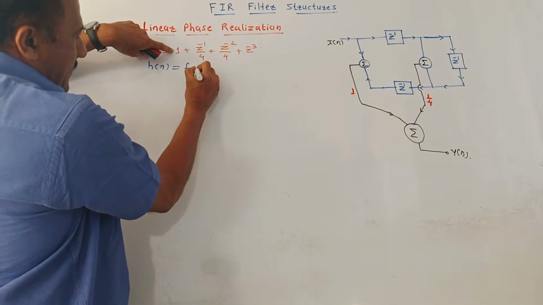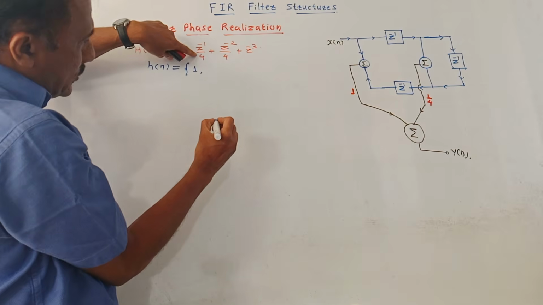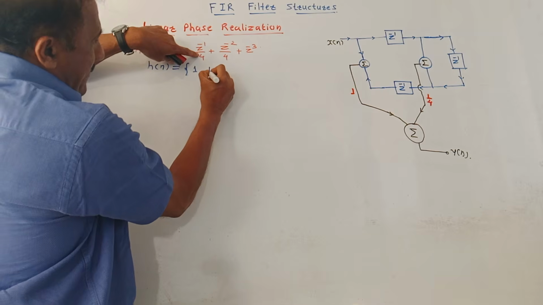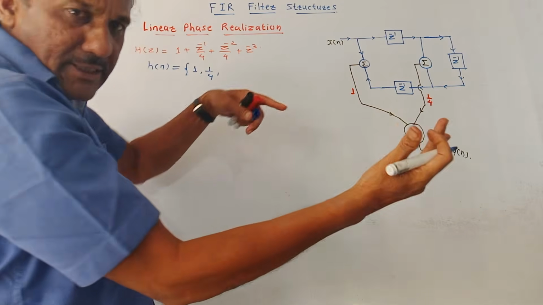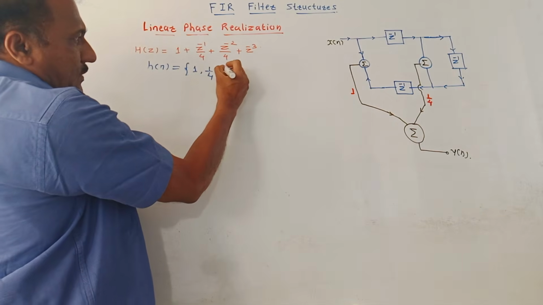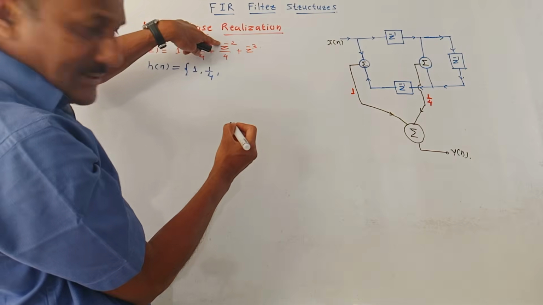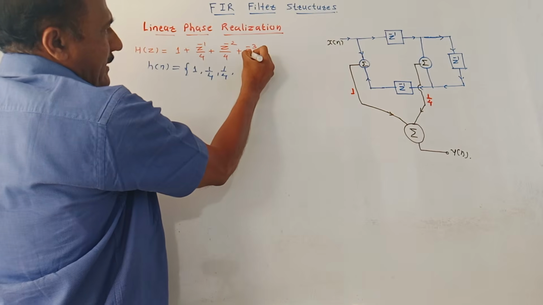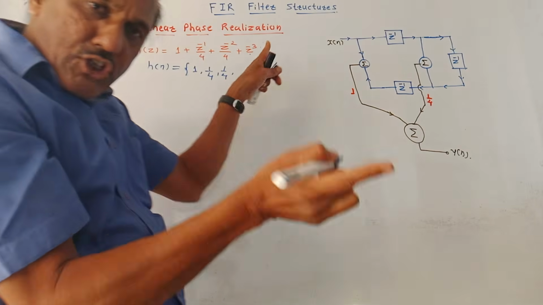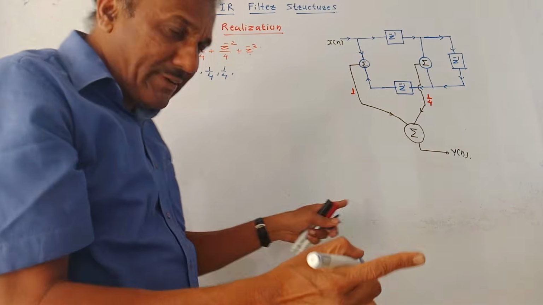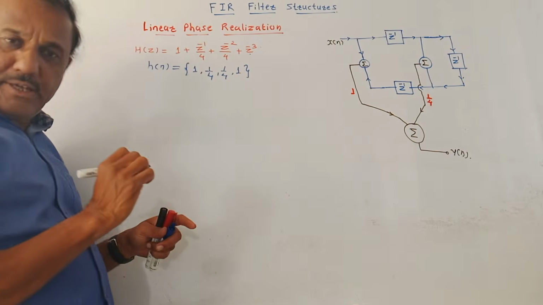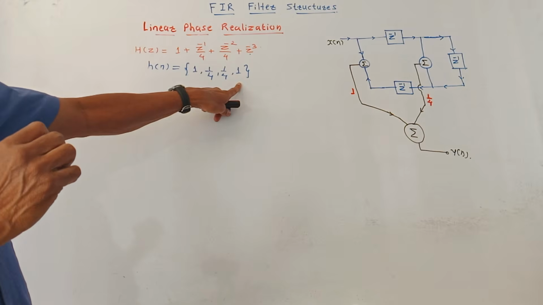The first coefficient is 1. I will keep it as it is. The next coefficient is z raised to minus 1 upon 4, so it is actually 1 by 4. I mean, skip the z terms and write down the coefficients one by one. This term is z raised to minus 2 upon 4, so it is again 1 by 4. The last term is z raised to minus 3. The coefficient with z raised to minus 3 is not given, which means it is 1. So I will write 1 over here. This is the impulse response h of n.